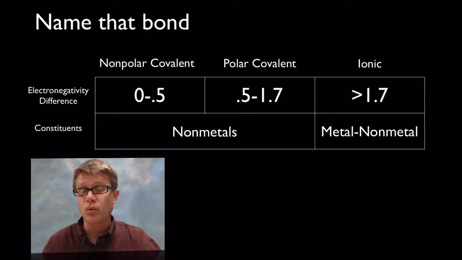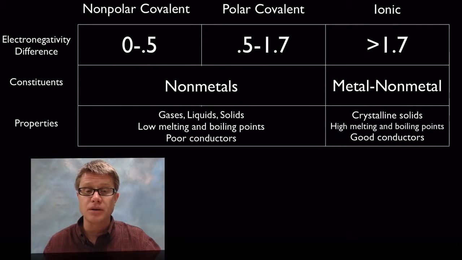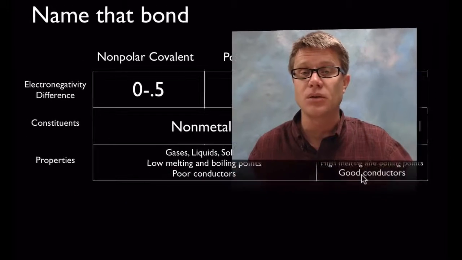Better ways are to look at what's being connected. Generally in covalent bonds, it's going to be two nonmetals. In ionic, it's going to be a metal and a nonmetal. And then more important than that, we should look at the properties. If we're looking at covalent bonds, generally we're going to have gases, liquids, or solids with low melting and boiling points, and they're going to be poor conductors. But as we move to ionic, it's going to be a crystalline solid with high melting and boiling points, and they're going to be good conductors, especially when we dissolve them in water.